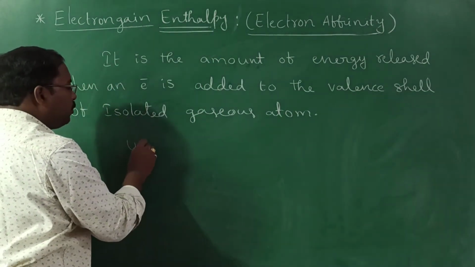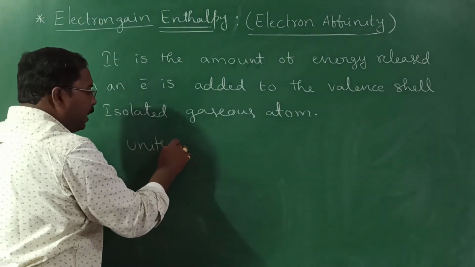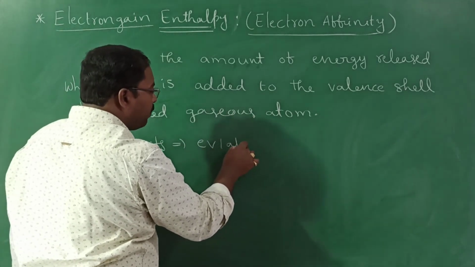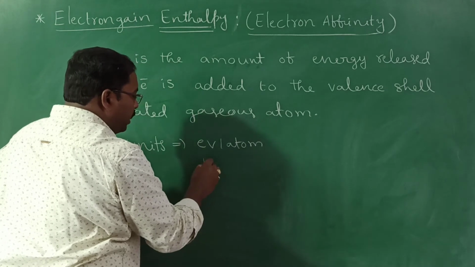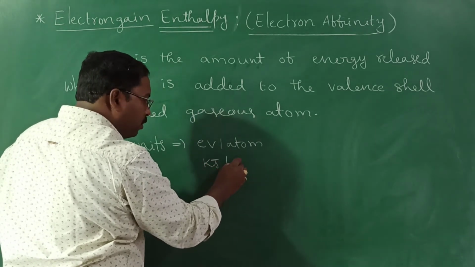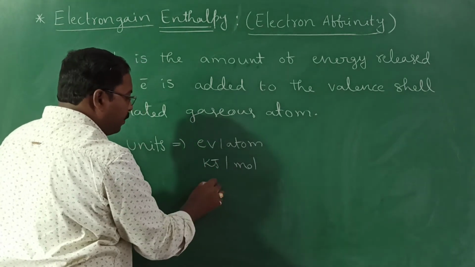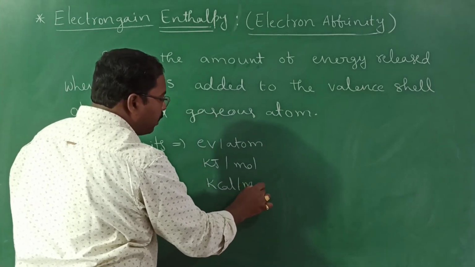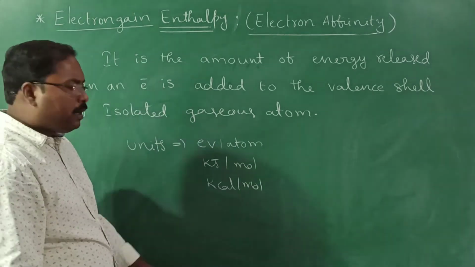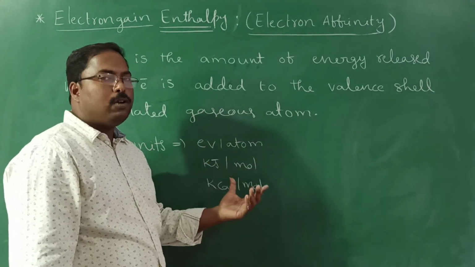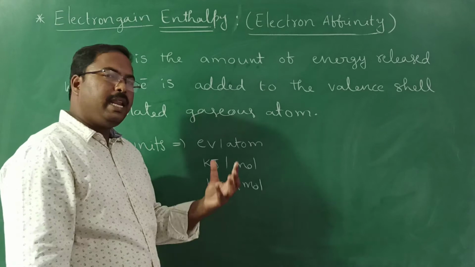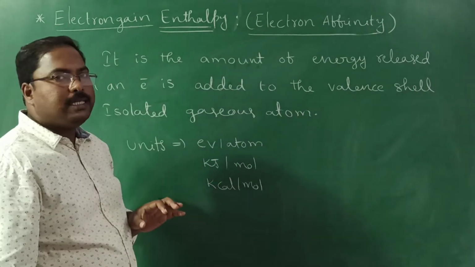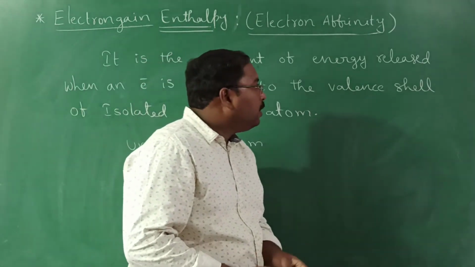So if you observe the units of electron gain enthalpy, they will be the same as electron volts per atom, or it can be expressed in kilojoules per mole or per atom, kilocalories per mole, or calories per mole, or joules per mole, or joules per atom. In any way we can express it, because it is also energy only, right? What is the definition?